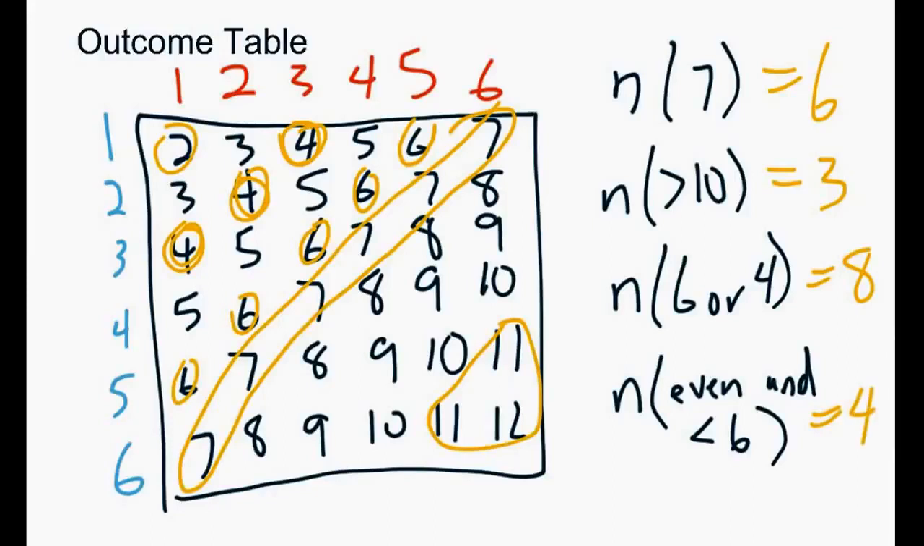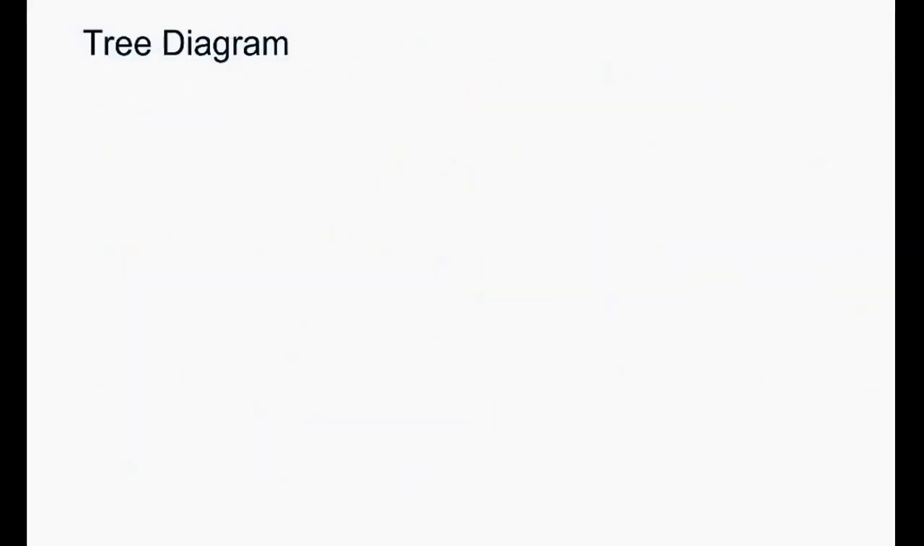Okay, so an outcome table, a summary, is a good way to compare two events that have lots of different choices. In some situations it'll work well, in other situations not so much. In terms of dice, it's a pretty good scenario. Another way we could do these would be to look at a tree diagram.